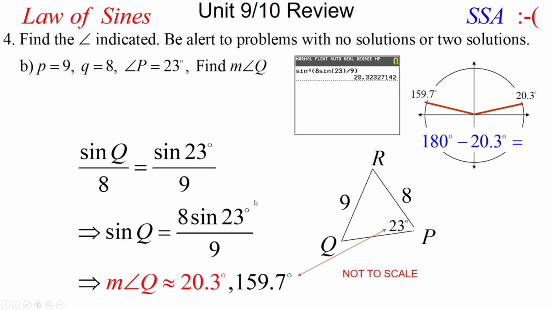So when they say be alert to problems with no solutions or two solutions, you just found a situation in 4A where we had no solution. And then 4B, a lot of people would think this 159.7 is going to work and you have two solutions, but 159.7 degrees does not work with that 23 degree angle. So there's only one solution here.